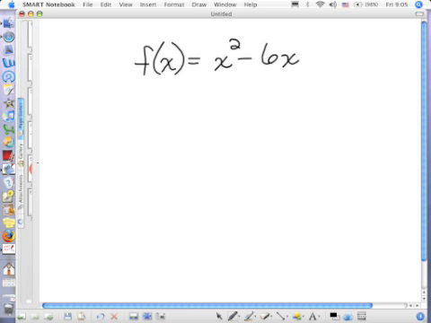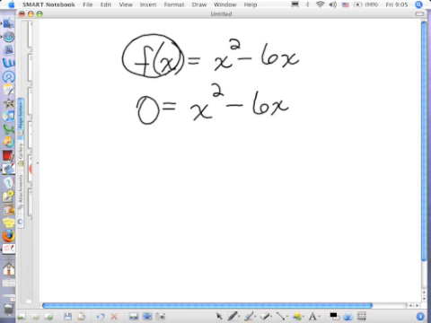X-intercepts. What is the value of y when you're crossing the x-axis? 0. So if we're going to find the x-intercepts, we need to figure out what is x when y, and this is the same thing as y, right? Equals 0. So we need to solve this equation for x.